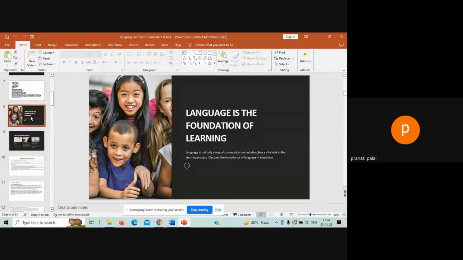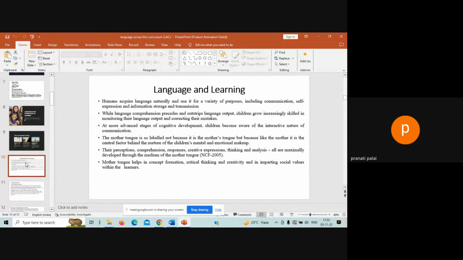Language is the foundation of learning. Language is not only a way of communication but also plays a vital role in the learning process. So, what is that vital role? We'll discuss. Humans acquire language naturally and use it for a variety of purposes, including communication, self-expression, information storage, and transmission. While language comprehension precedes and outstrips language output, children grow increasingly skilled in monitoring their language output and correcting their mistakes.